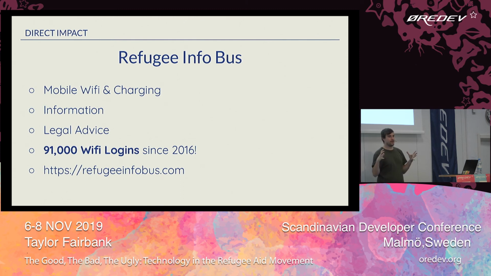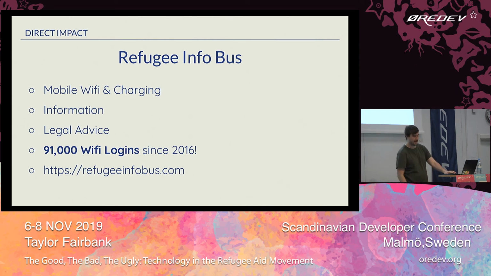And then people who are living in the woods in little communities out there trying to get from France to England are able to charge their phones, get on the Wi-Fi for a little bit, and during that time have conversations with the volunteers about the asylum process in France and what their options realistically are. So since 2016, they've had 91,000 Wi-Fi logins.